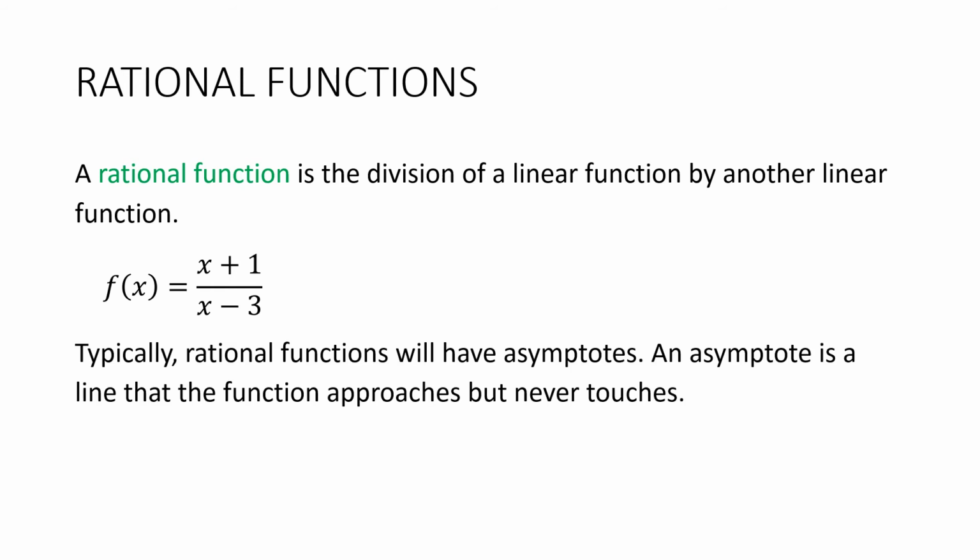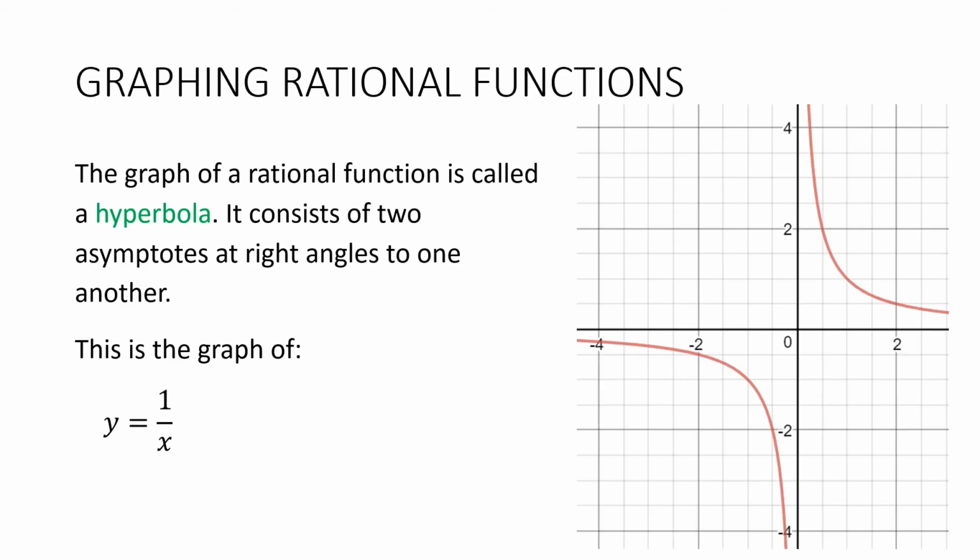So typically rational functions will have asymptotes. We talked about those in a previous example. An asymptote is a line that the function approaches but never touches. Now the graph of a rational function is called a hyperbola, and it consists of two asymptotes. They are along the axis in this case, that are at right angles to one another. This is actually the graph of y equals 1 on x. So it's a rational function, that's a straight line, and that's also a straight line.